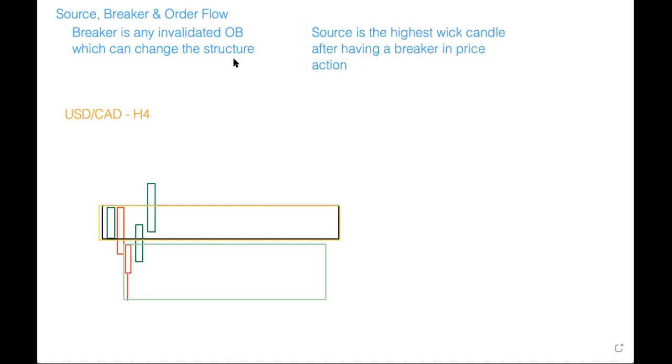So here we got breaker and source. So when we got such a structure, I mean pushing down, coming back to retest, retest is getting failed, and the order block is invalidated. So this OB is becoming breaker, and I'll highlight it as yellow as a color codes we are using in quality FX trading.